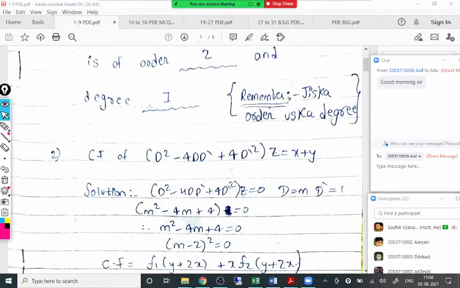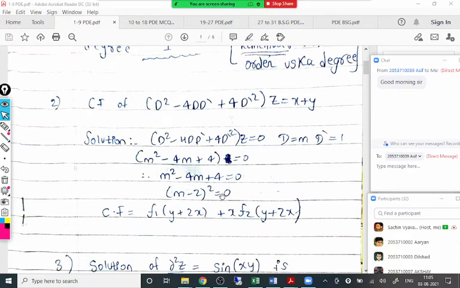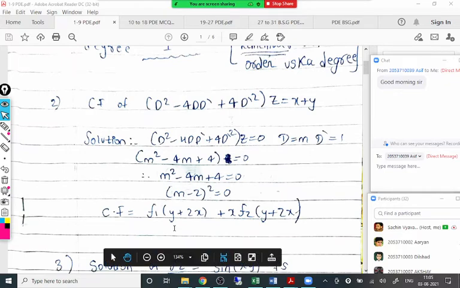Now the second question: we want the complementary function for this second order differential equation. We already know that to get the CF, we put D equal to m and D' equal to 1, and we get the roots of the auxiliary equation. Then f(y + mx) is the CF, and here it is a repeated root. 2 is a repeated root, so f1(y + 2x) + x f2(y + 2x) is the CF. That's the correct answer again.